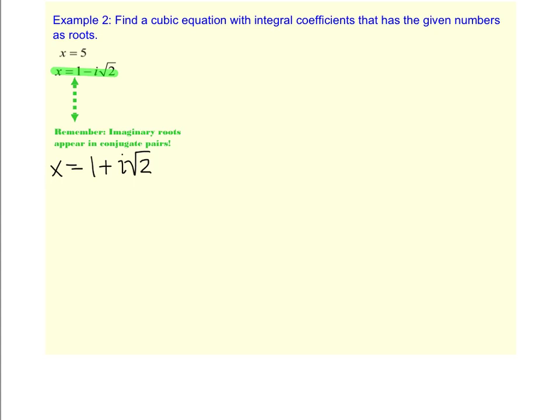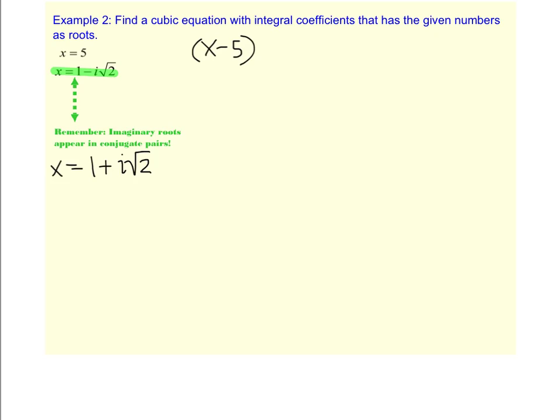Okay, so let's start with this first root, x equals 5. That means we have x minus 5 as one of our factors. Now, it wouldn't be that much fun to use these conjugate roots here as binomials, because I'm going to have like x minus 1 minus i root 2. So you could do it that way, but it looks a little sloppier.